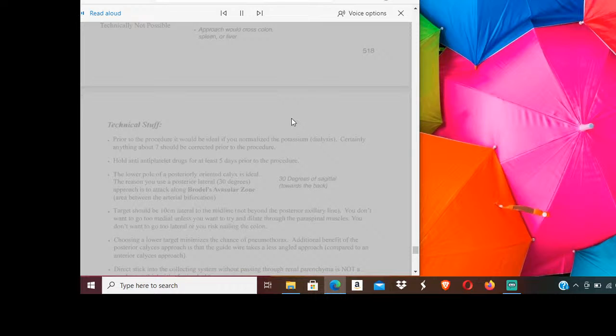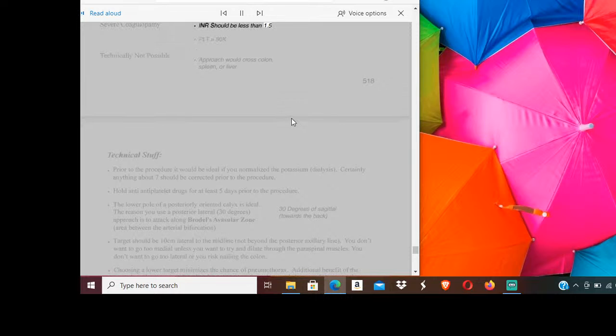Technically not possible. INR should be less than 1.5, platelets 50K. Approach would cross colon, spleen, or liver. Technical stuff. Prior to the procedure, it would be ideal if you normalize the potassium, dialysis. Certainly anything above 7 should be corrected prior to the procedure. Hold antiplatelet drugs for at least 5 days prior to the procedure.